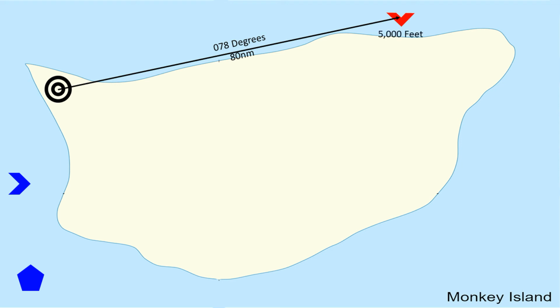The next piece of information we're going to get is the altitude. In this case, it's 5,000 feet above mean sea level, MSL. All altitude information you're going to get from AWACS is going to be MSL, not AGL. They're also going to tell us that the hostile is moving south. So we have a bearing of 078 degrees, a range of 80 nautical miles, and an altitude of 5,000 feet, and the contact is tracking south.